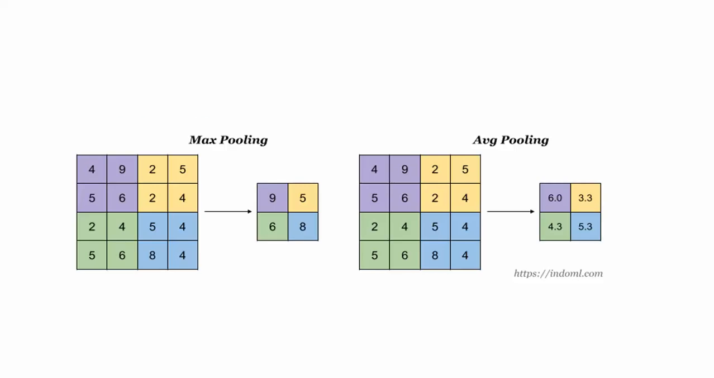If you are considering the max pooling technique, in this matrix, if you consider 2 cross 2, among 4, 9, 5, 6, which one is the maximum value? 9. And among 2, 2, 2, 5, 2, 4, which one is the maximum? 5. Like that, we have to calculate max pooling. Like average pooling also, we are going to calculate the average value and we can store it in a particular matrix.